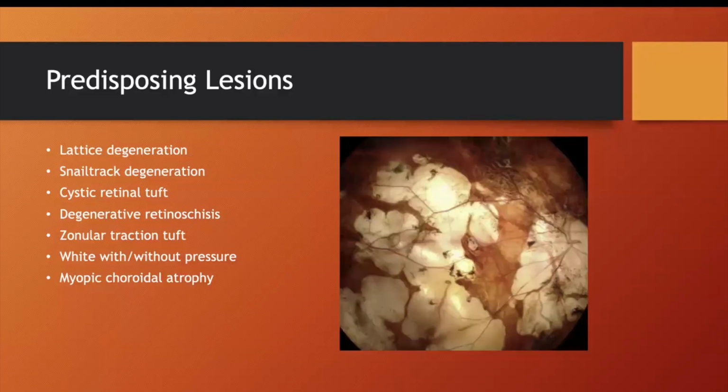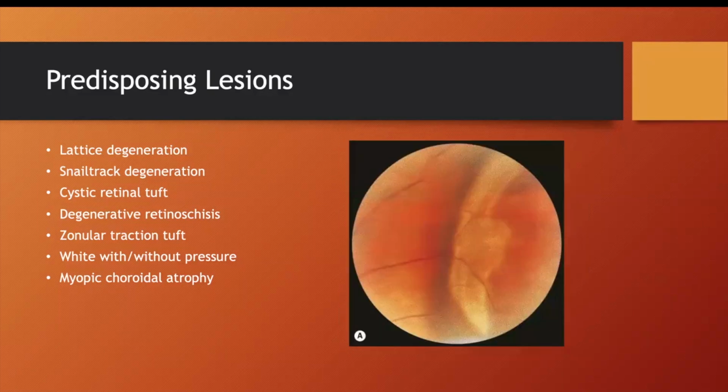And then finally, myopic choroidal atrophy. These are areas of choroidal atrophy that you'll see sometimes either centrally or peripherally, and this very thin retina can then break and cause retinal detachments. With white without pressure, like I said, because it's a much stronger adhesion of the vitreous, it means that when there is a PVD, it can cause a tear as it comes away.